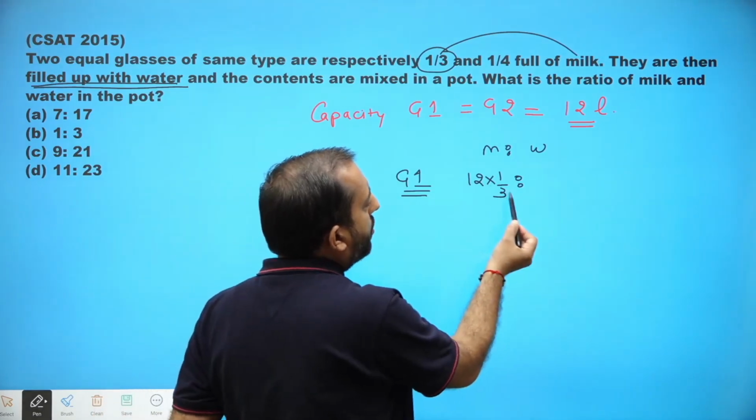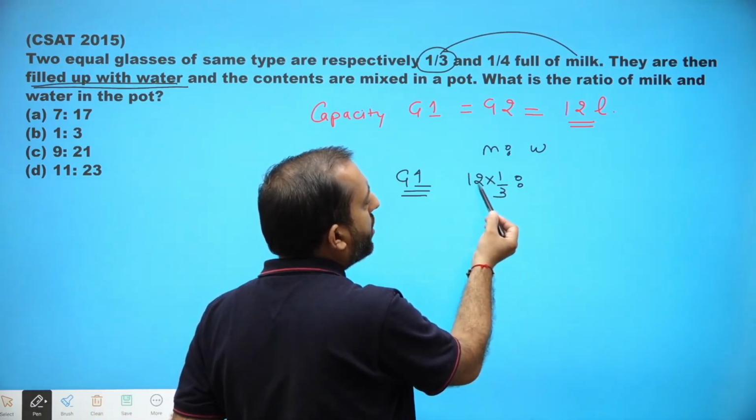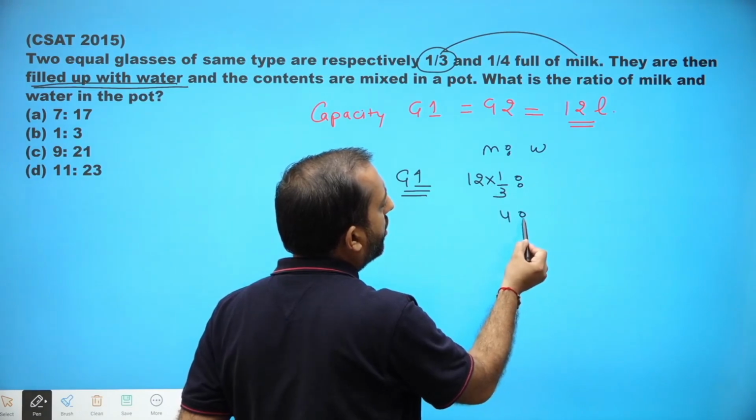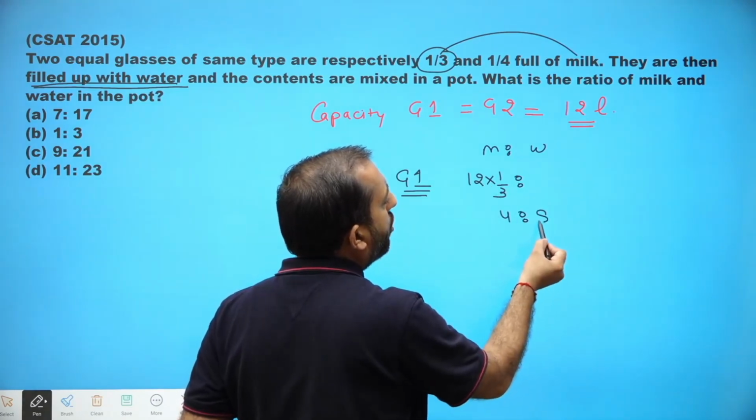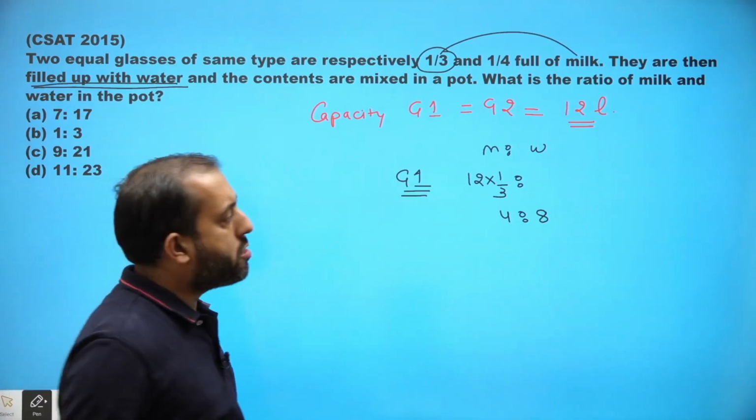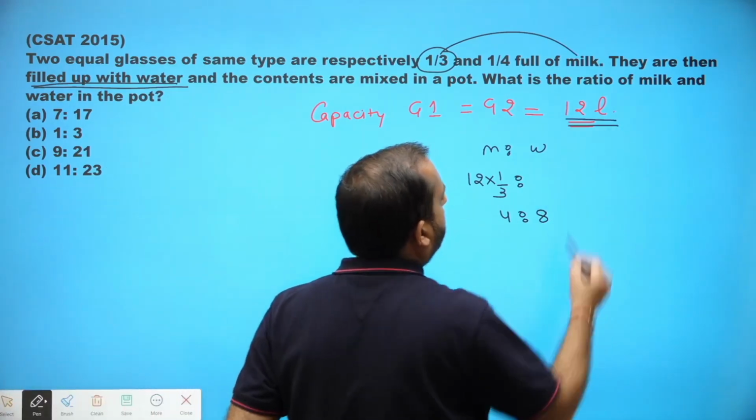So what is 1/3 of 12? 1/3 of 12 is 4. So the remaining should be water, because the total is what? 12.